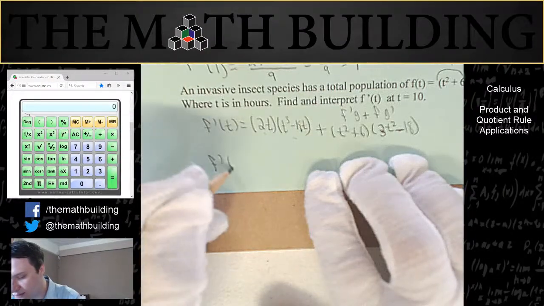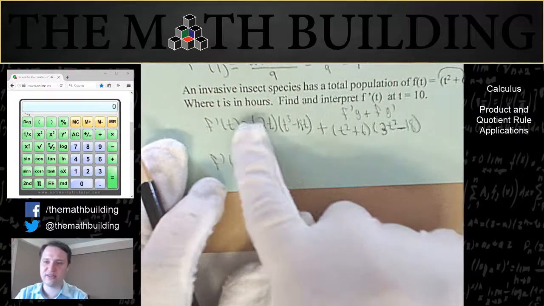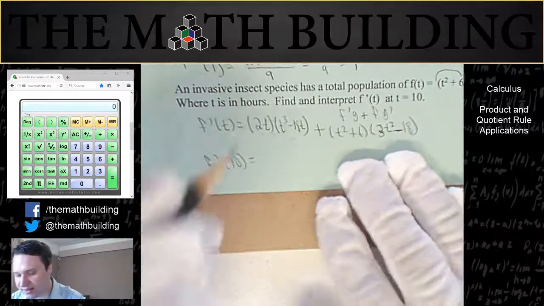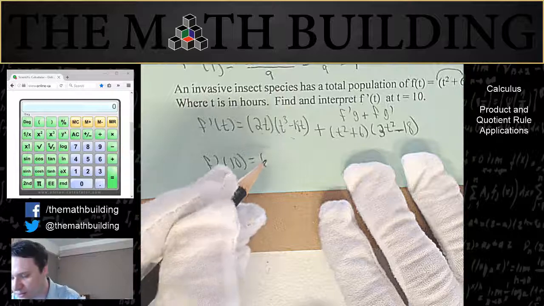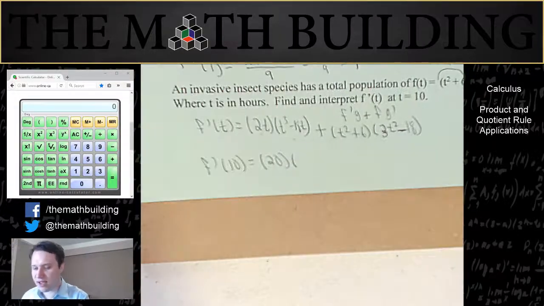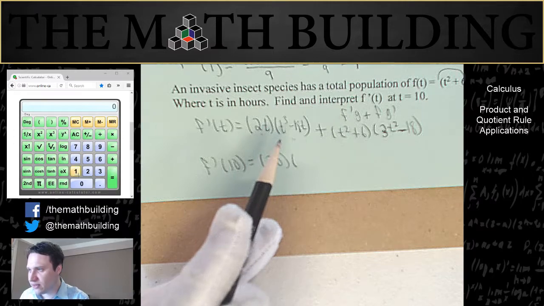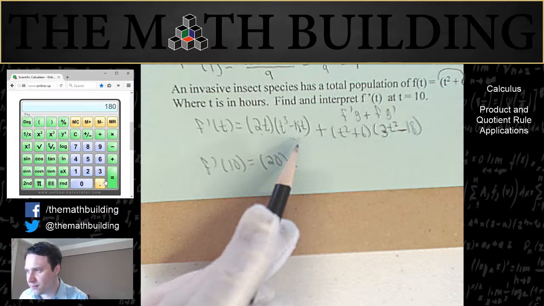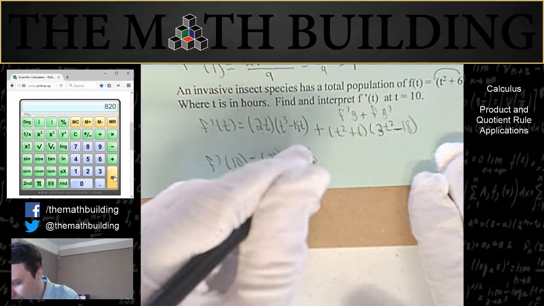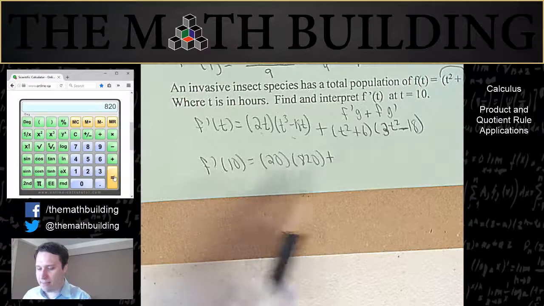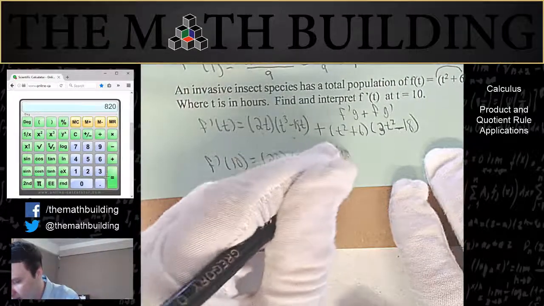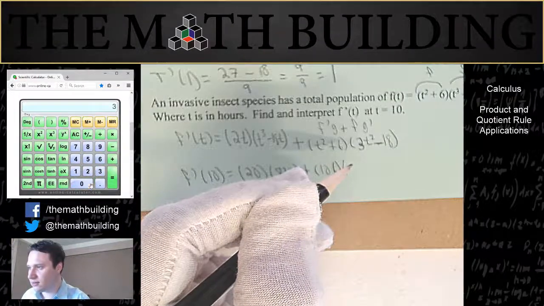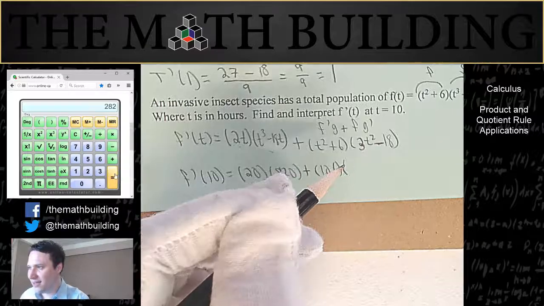So now that derivative function tells us the instantaneous rate of change of the insect population at every moment in time. So if we plug in 10, we're going to see what that is at 10 hours. So that would be 20 times 10 times 10 times 10 is 1,000. So that would be 1,000 minus 180, 18 times 10. So that would be 820, plus 10 squared is 100, so that would be 106. That would be 10 times 10, that would be 300 minus 18. And that would be 282.